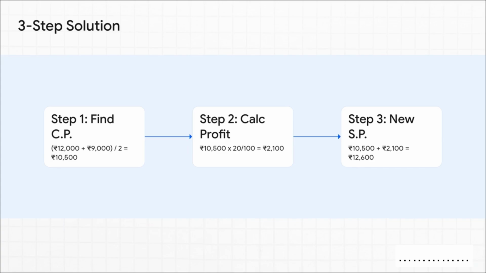Step 1, find the cost price. We just take the two selling prices, 12,000 and 9,000, add them up and divide by 2. That gives us 10,500 rupees. Easy, right? Now, step 2, we need to calculate that 20% profit. So 20% of 10,500 is 2,100 rupees. And for the final step, we just add this profit to our cost price. So 10,500 plus 2,100 gives us 12,600 rupees. And there you have it. See how simple that was?